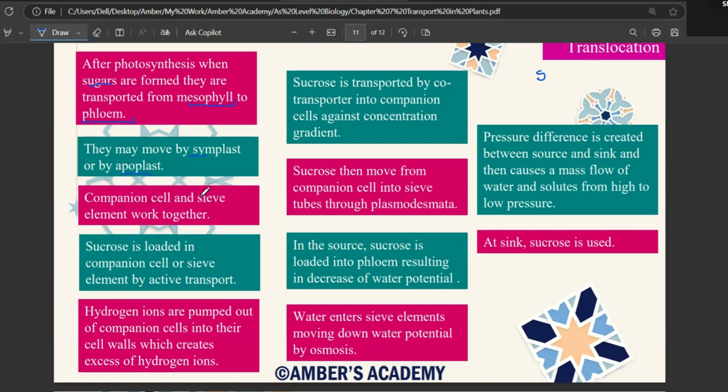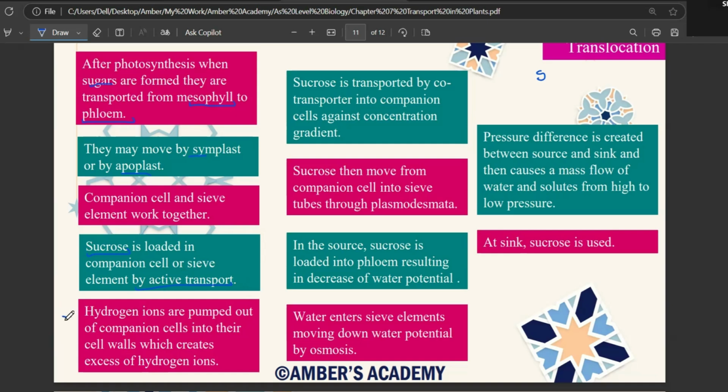Then the companion cell and sieve element work together, because sieve element cannot function alone. It needs companion cell. Then the sucrose is loaded in companion cell or in sieve element by active transport. Okay, so since companion cell and sieve element are the components of phloem, now we are saying that from mesophyll, sucrose is loaded either in companion cell or in sieve element by the transport mechanism of active transport, meaning that this process requires energy.